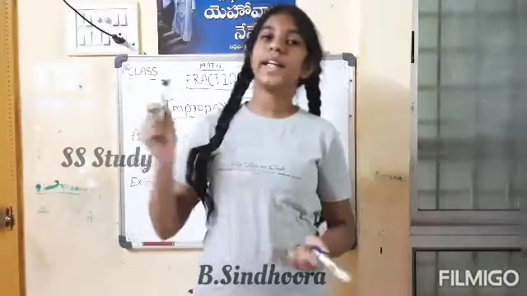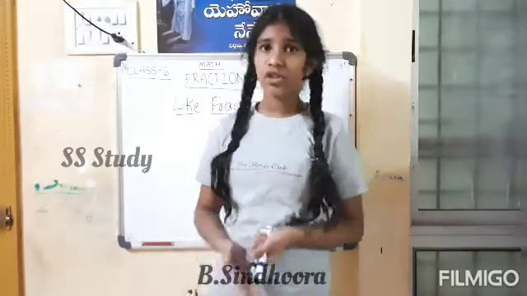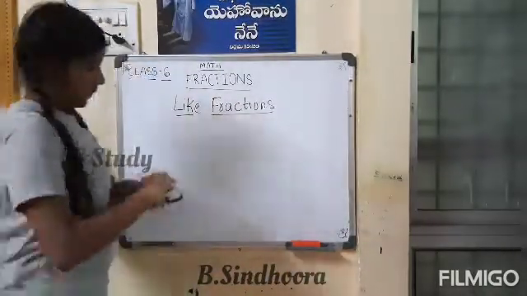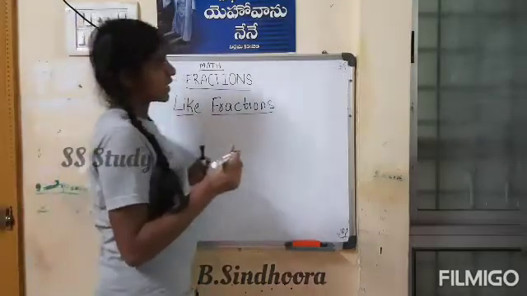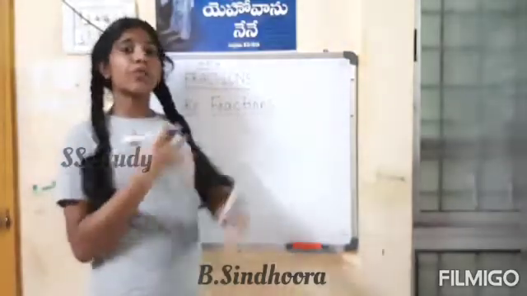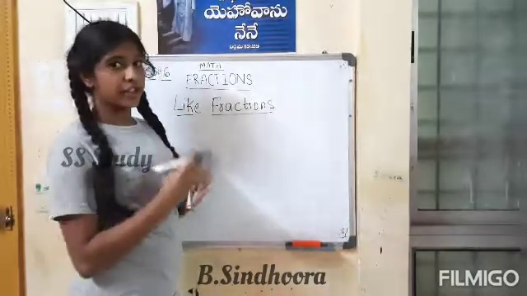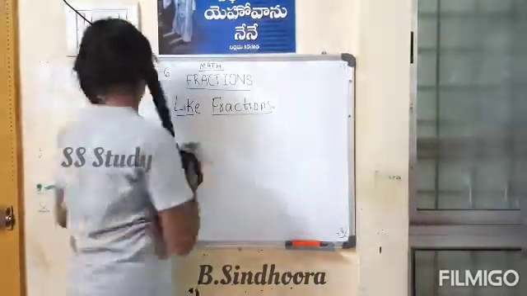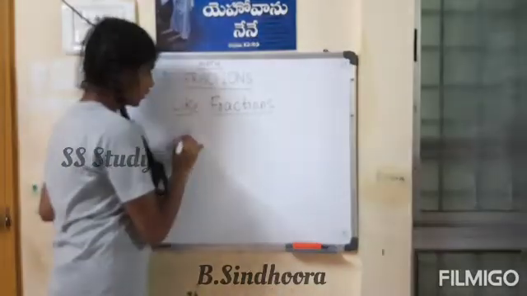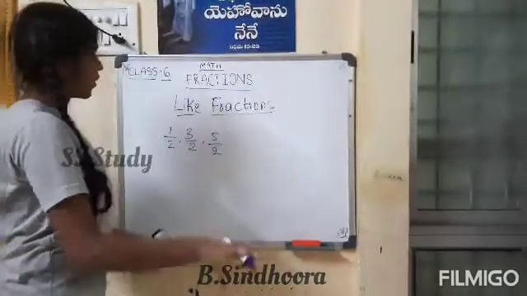Now let's go to our next topic. So now our next topic is about like fractions. What are like fractions? Like fractions are two or more fractions with the same denominator. For example, 1 by 2, 3 by 2, 5 by 2. Two or more means two or more. Neither are they proper fractions nor improper fractions.